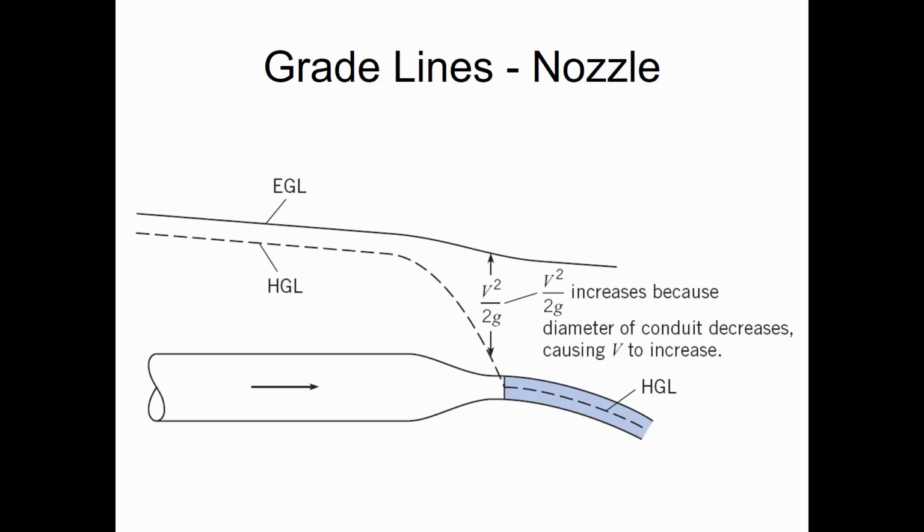And then you'll also notice that the slope of the EGL is getting steeper, because if you have faster velocity, then the rate of friction loss is going to increase as well. And then finally, when the water comes out of the nozzle, the HGL is at the water, and the EGL stays above it.